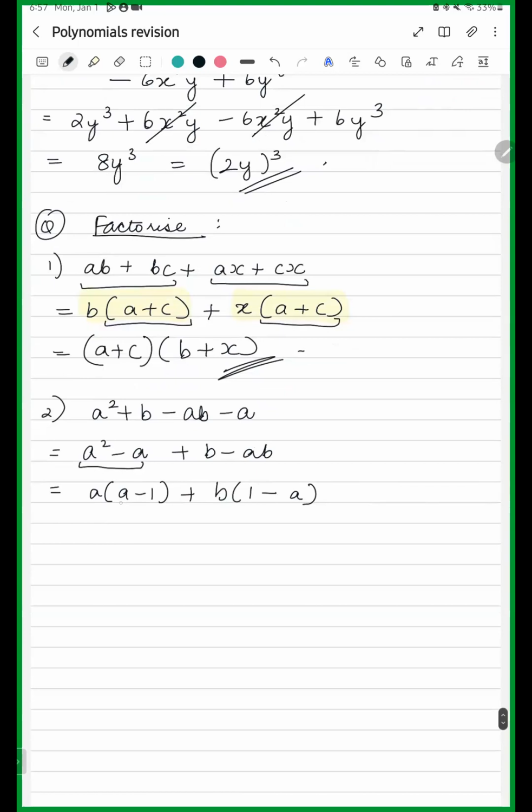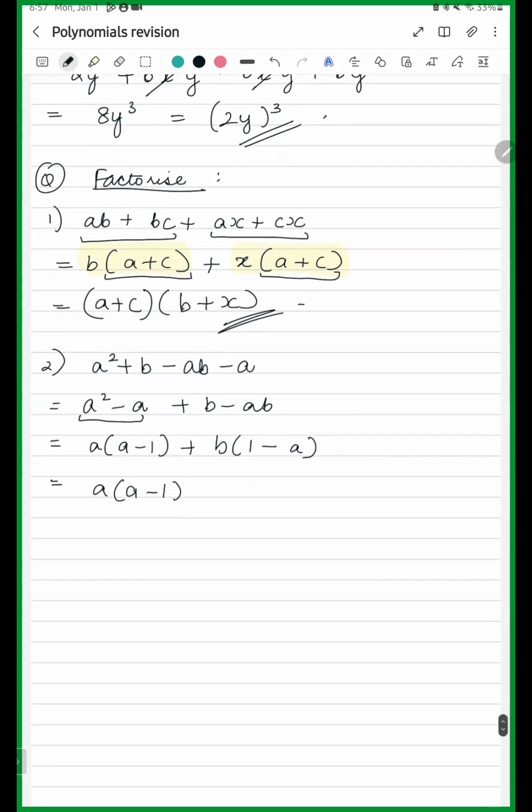Now, see, these two brackets are not the same, so you cannot take them as common. What you can do is write A into A minus 1. Now you can take the negative sign outside. Why? Try to understand the concept of playing around with the negative sign.